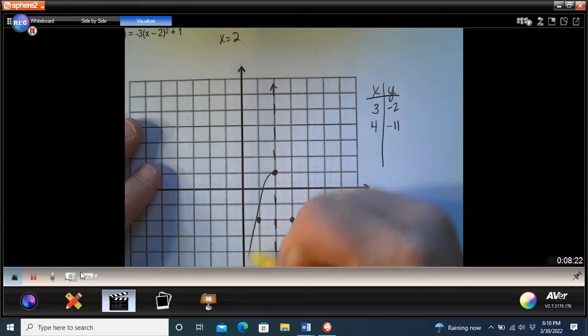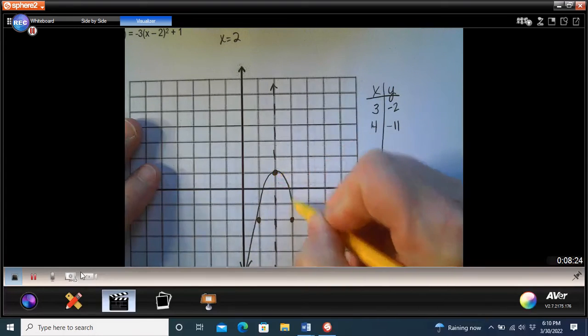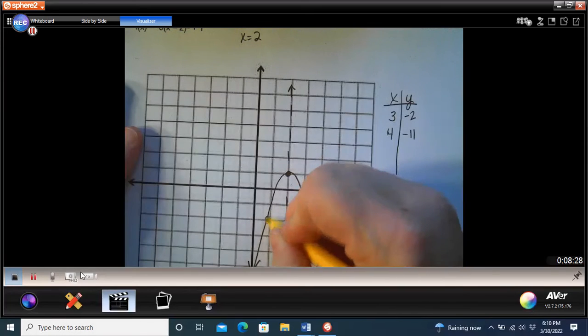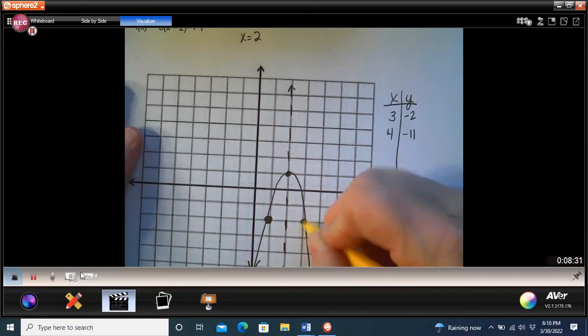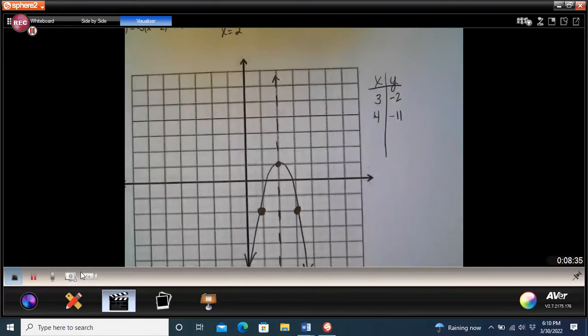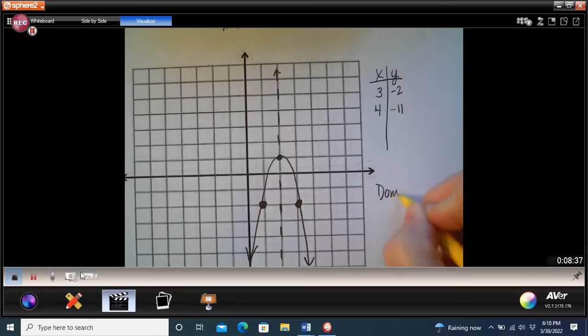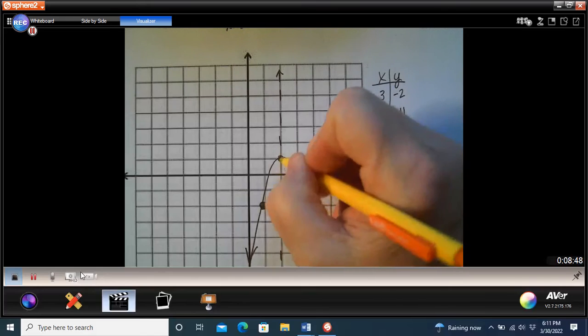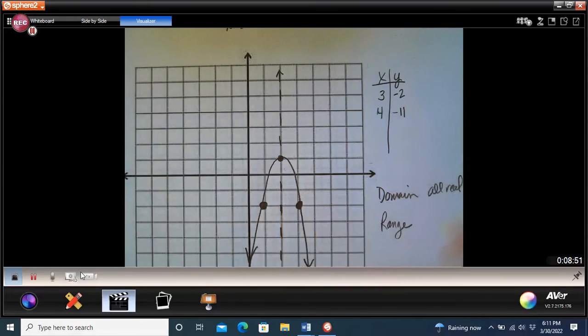It's curved. Oops, I missed. Oh, I missed that one too. That just calls for enlarging those points. There we go. Looks good now. And my domain is all real numbers. And my range, this time because my parabola opens down, my range is from this point down, or y is less than or equal to 1.